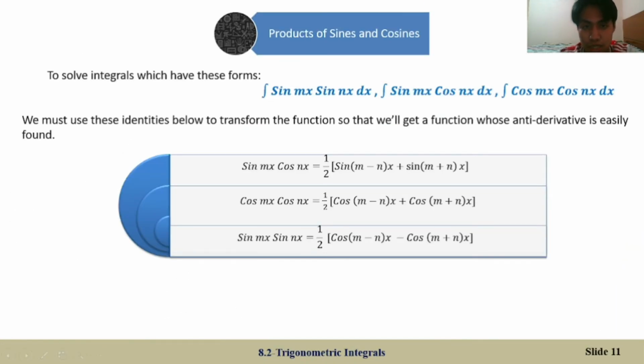So the next part is products of sines and cosines. To solve an integral which has these forms, which are the integral of sine mx sine nx dx, the integral of sine mx cosine nx dx, and the integral of cosine mx cosine nx dx, we must use the identities provided below to transform our function into a new function which has an antiderivative that is easily found.